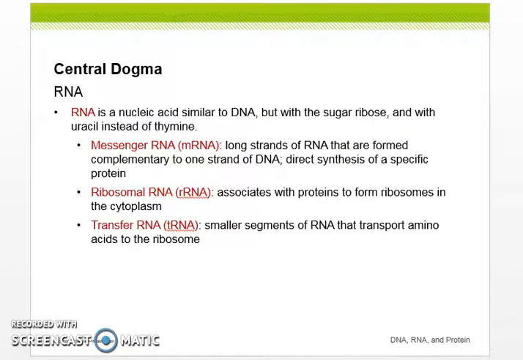RNA is a nucleic acid similar to DNA, but with the sugar ribose and uracil instead of thymine. Messenger RNA, otherwise known as mRNA, are long strands of RNA that are formed complementary to one strand of DNA and direct synthesis of a specific protein. rRNA, which is ribosomal, associates with proteins to form ribosomes in the cytoplasm. And tRNA, for transfer, are smaller segments of RNA that transport amino acids to the ribosome.